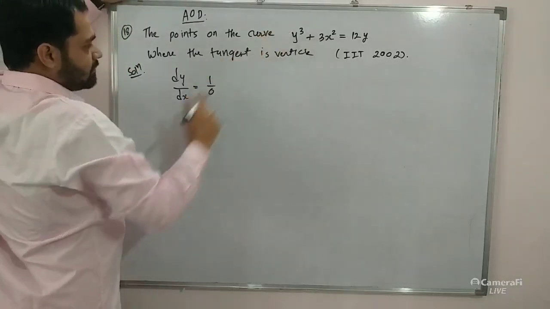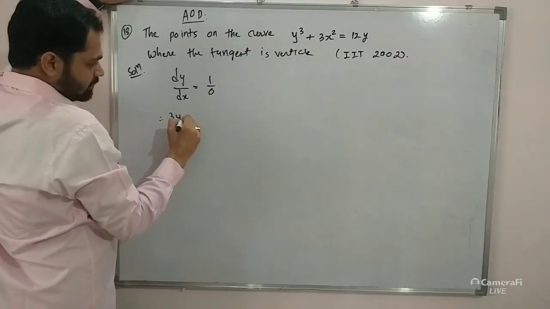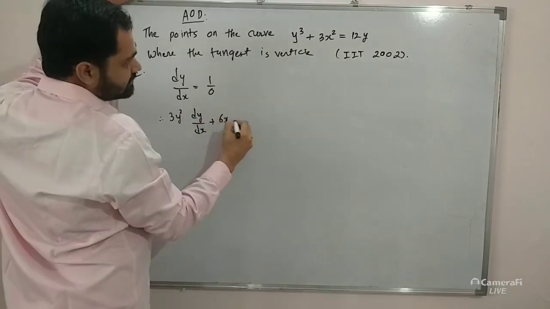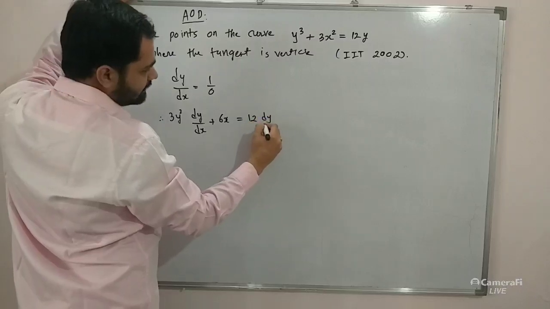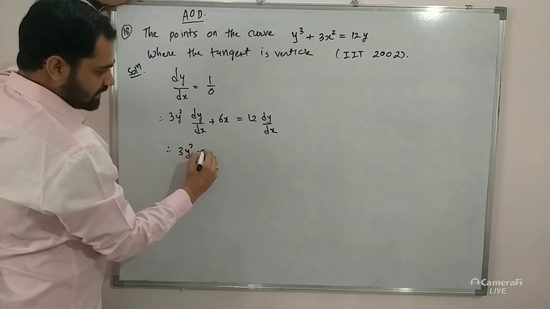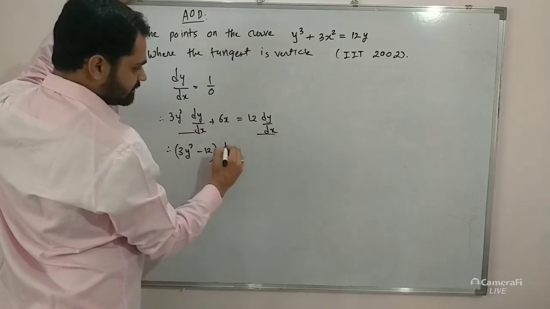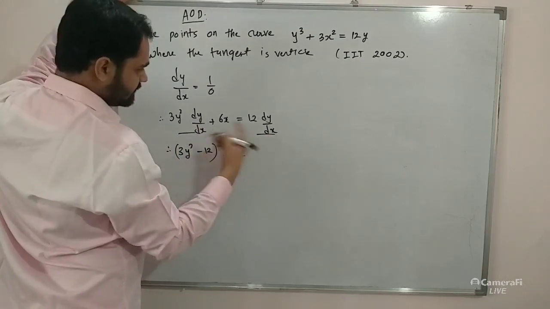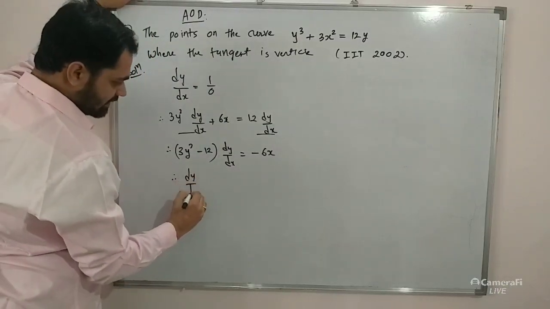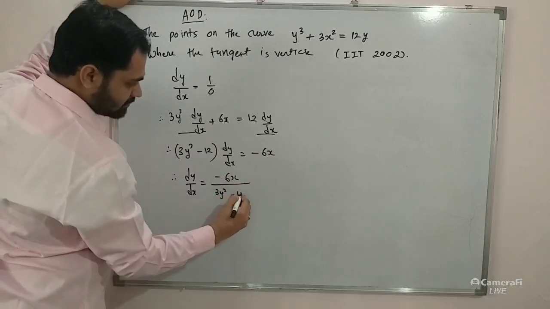So now from this equation we are going to find dy by dx. 3y square dy by dx plus 6x is equal to 12 dy by dx. Dy by dx goes to the left hand side, and minus 12 dy by dx is common. And 6x goes to the right hand side, becomes minus 6x. Therefore dy by dx is equal to minus 6x upon 3y square minus 12.